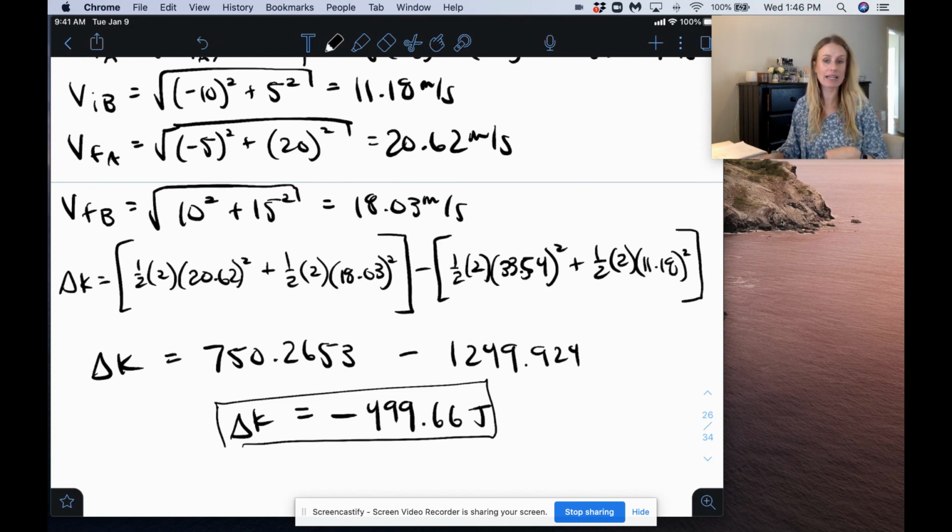And so the sign is a negative, which means that we're losing kinetic energy. So if they asked you whether or not this was a completely elastic collision, the answer to that would be no, because kinetic energy changes, right? We lose some kinetic energy, and we know that in completely elastic collisions, kinetic energy is conserved.